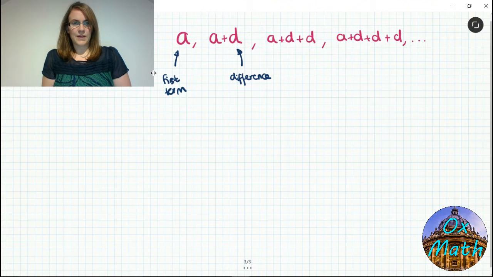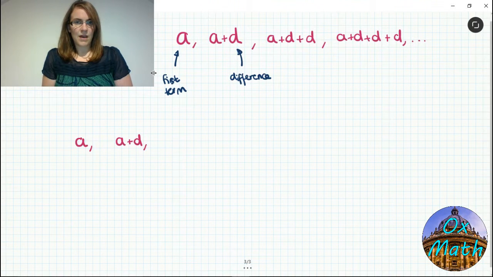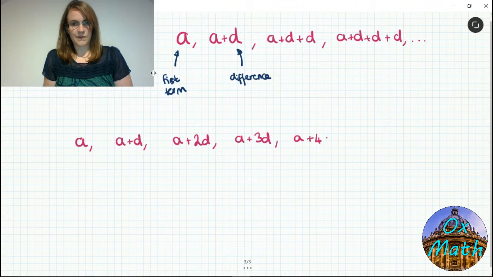So if we simplify this sequence down, our first term is a, our second term is a plus d, we can't simplify that. Our third term, however, d plus d is 2d. Our fourth term would be a plus 3d. Our fifth term would be a plus 4d, and so on.